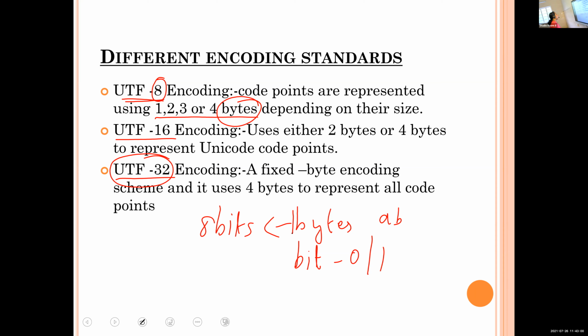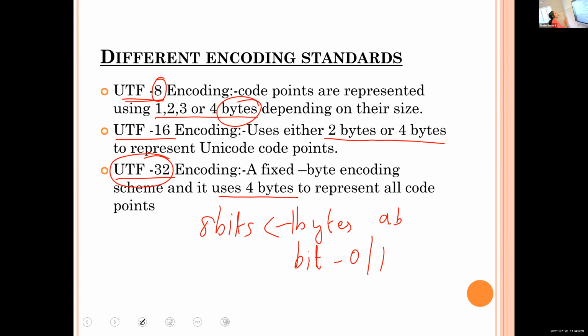For transforming, if we use 1, 2, 3 or 4 bytes, the coding scheme is known as UTF-8. If it is 2 or 4 bytes, it is UTF-16. If it is 4 bytes, it is UTF-32.